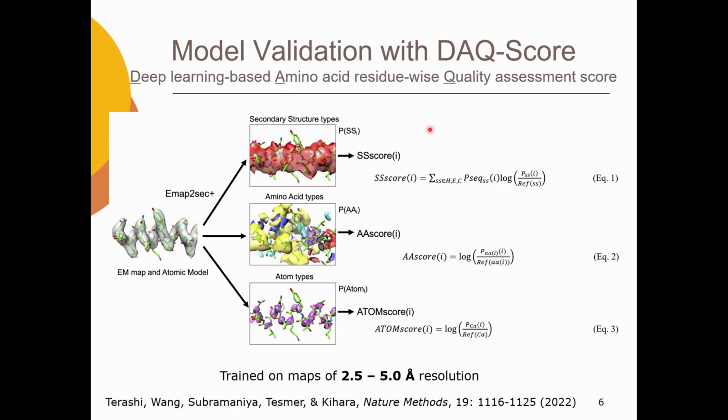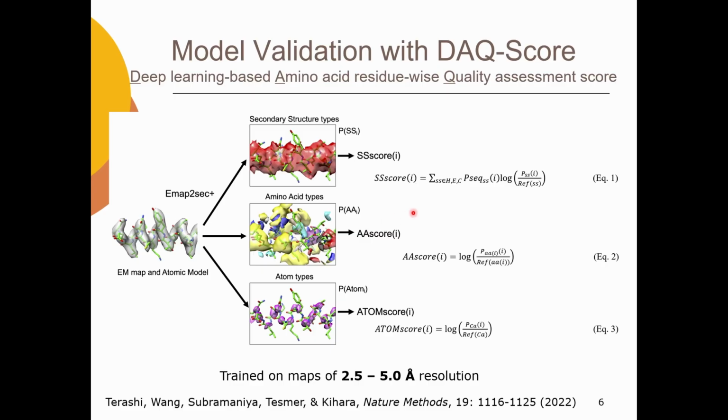I'll just briefly explain the concept of DAQ score and show you how it works. So in the DAQ score, you have a protein density and a protein model fit to the density, and what DAQ score does is compute the probability that each amino acid is located at each position.